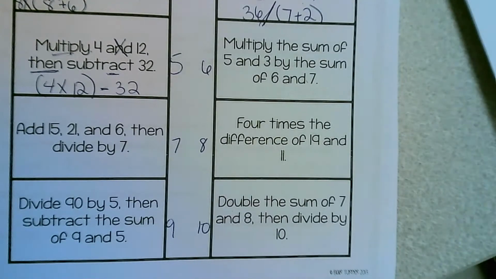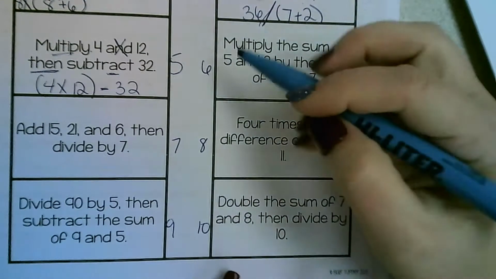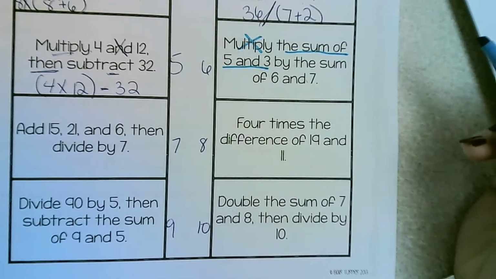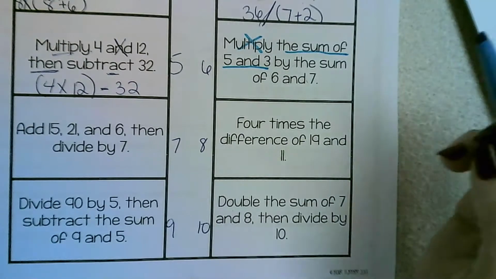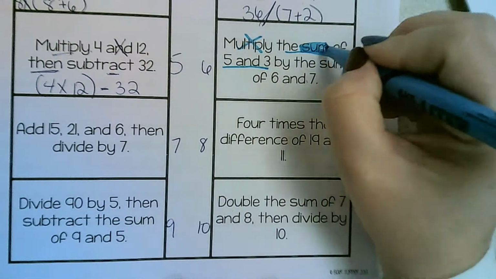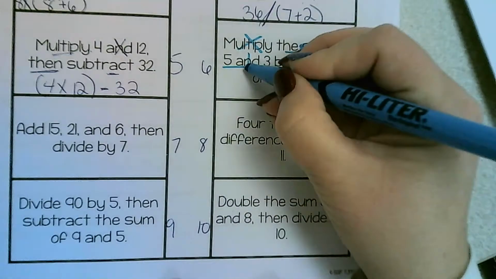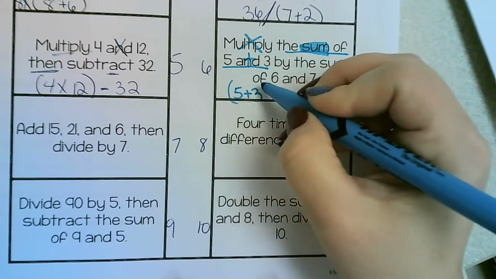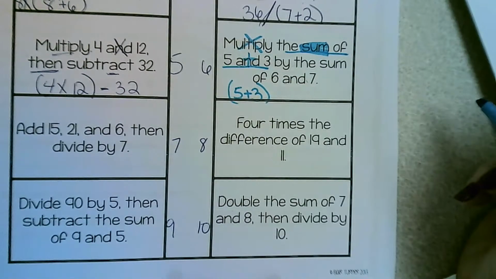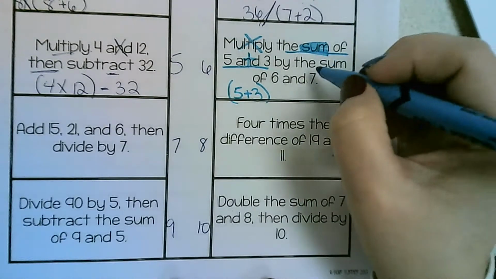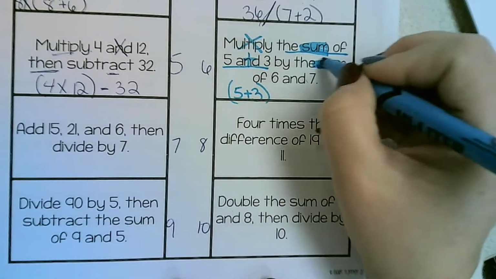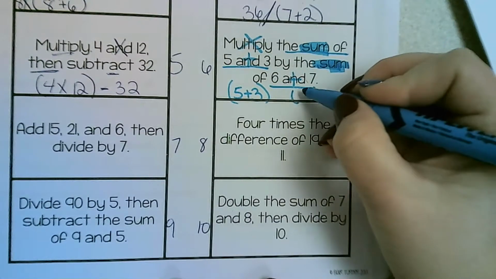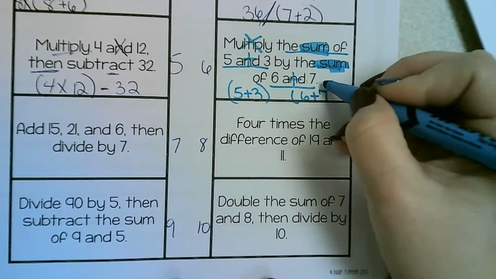Number 6, multiply. We're going to multiply the sum of 5 and 3. So sum of means I have to find the answer to an addition problem. If I have to find the answer, I have to put that in parentheses. Okay? And then I also have to find another sum, the sum of 6 and 7. So again, it's addition, and I have to find the answer. If I have to find the answer, it is in parentheses.